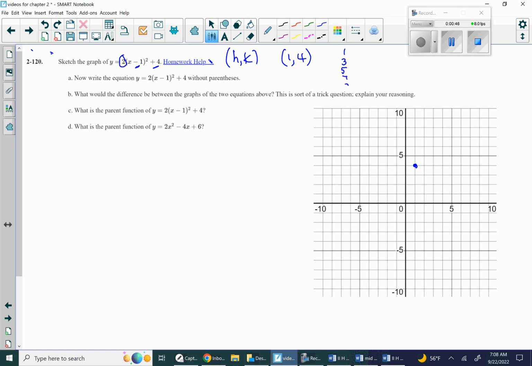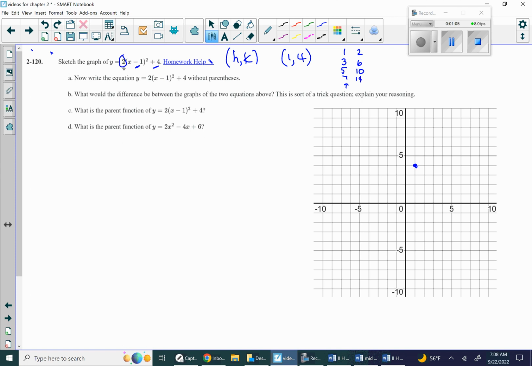Now, our growth rate over here is 2, and a normal growth rate goes 1, 3, 5, 7, 9 on a parabola. But if the growth rate is 2, that means the growth rate doubles with each change in x. So instead of 1, the first step will be 2, the second step will be 6, the third step will be 10, the fourth step will be 14, and so on.